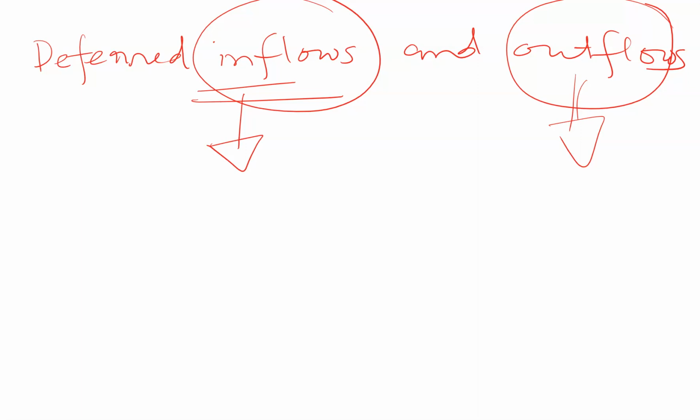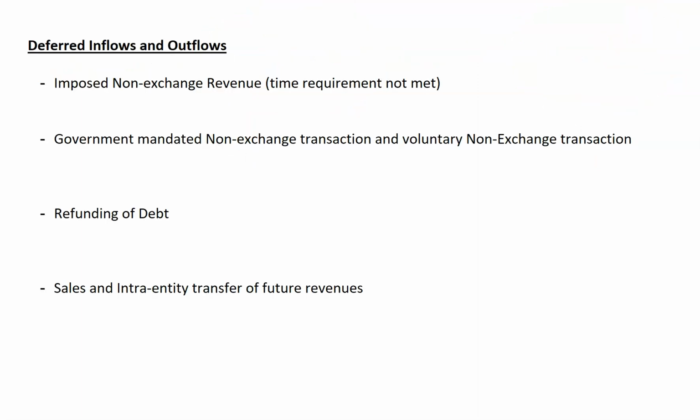Now you will see some common examples of deferred inflows and outflows for a governmental entity. Some other examples, very common deferred inflows and outflows. Number one example you will see is imposed non-exchange revenues. Very common examples are property taxes or fines. But if the time requirement is not met, we cannot call or record them as revenues. Rather, we will show them as deferred inflows.